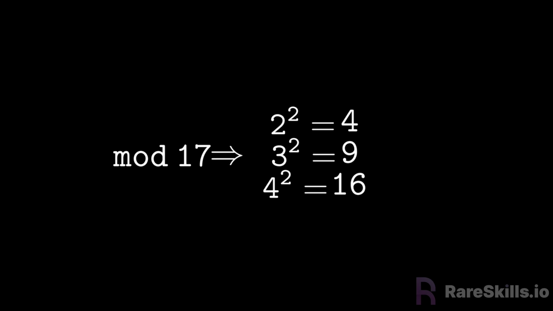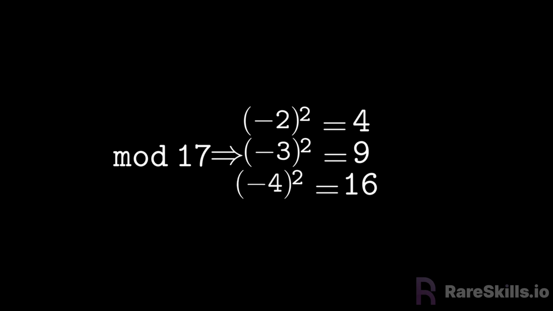But remember, square roots also have a negative solution. Negative 2, negative 3, and negative 4 are square roots of 4, 9, and 16. If we compute the congruences for negative 2, negative 3, and negative 4 modulo 17 in Python, we get 15, 14, and 13 respectively. Let's go back to the Python terminal to check this.